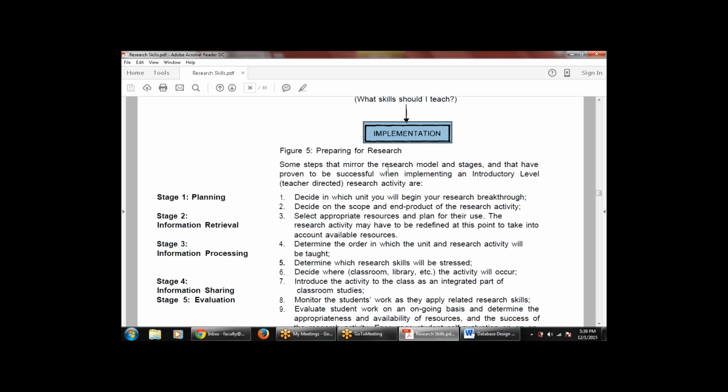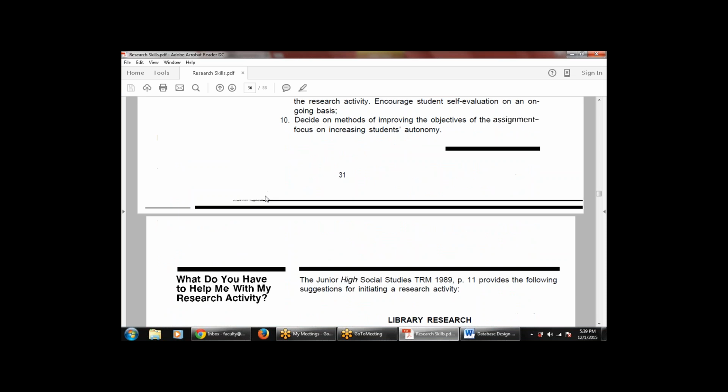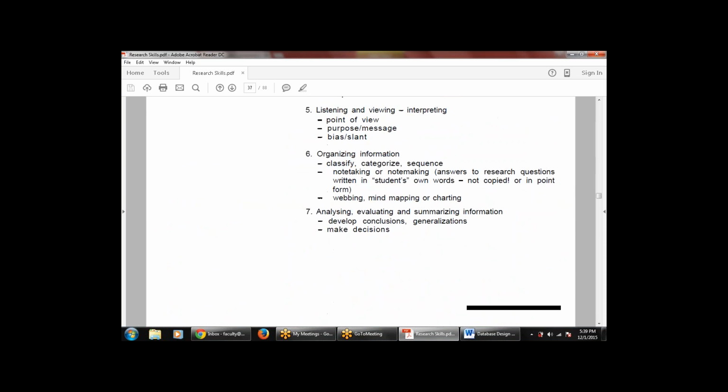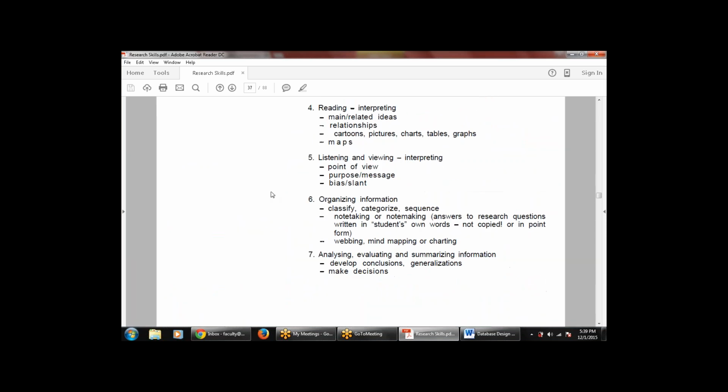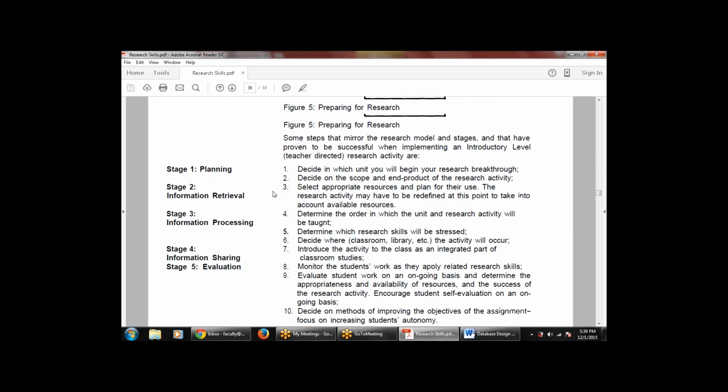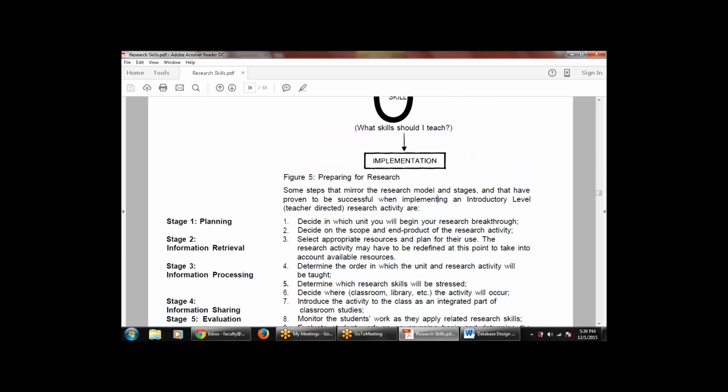Such steps in the research model and the stages have been proven to be successful when implemented at the introductory level of research activities. These are the various activities carried out within the various scenarios. These activities I am going to tell you in the next class. That's all for today's session. If there are any doubts or suggestions, you can ask me.